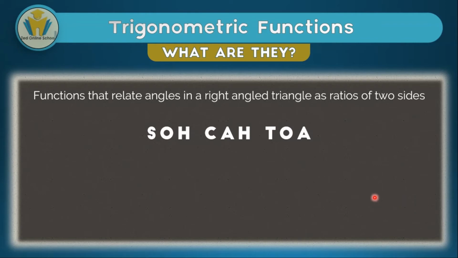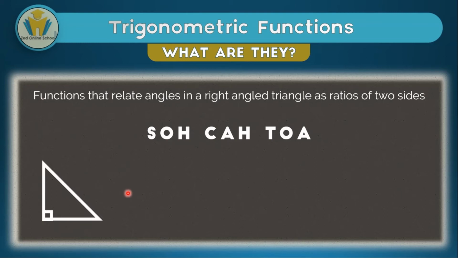The first letters of each of these words in this mnemonic represent functions. S is for sine theta, C is for cosine theta, and T is for tangent theta. These other letters here represent the two sides that are involved in that particular function. To get understanding about how these sides are gotten, let's refer to a right-angled triangle.